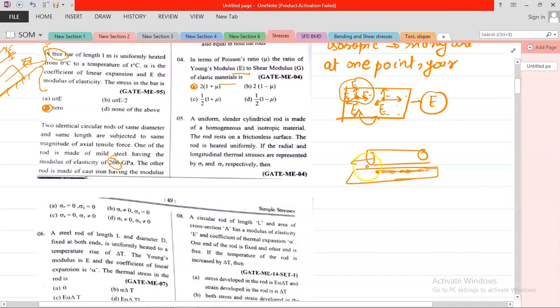So in expanding the rod, no frictional force comes, so no stress develops. The rod is free to expand in any direction. Then your radial and longitudinal stress is 0. Don't think otherwise just because it is lying freely. The basic concept to revise from thermal stress is: until and unless the body is constrained between supports, there will be no stress in the bar, no thermal stress. You need to remember this. This is a very important concept.